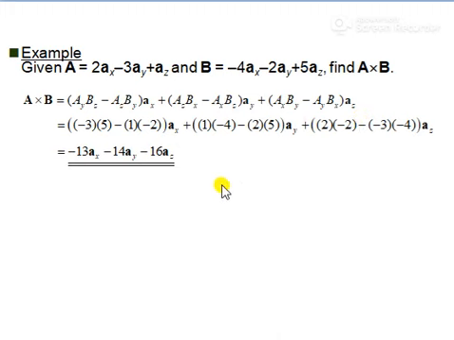Or you can also write the determinant in this case with ax, ay, az and Ax, Ay, Az, and you can have this equation for that.